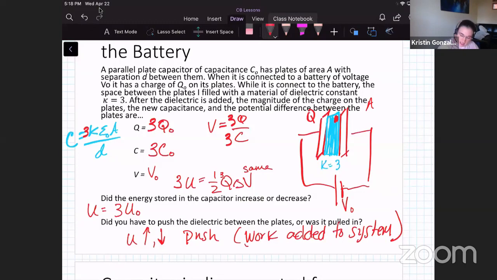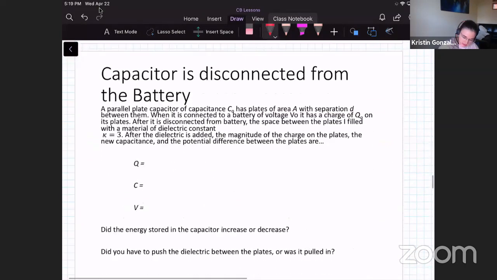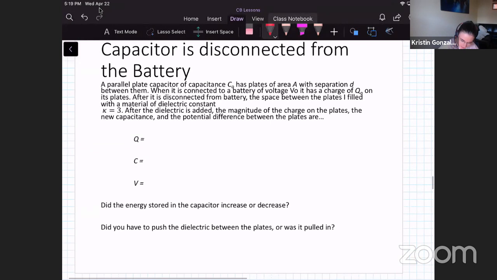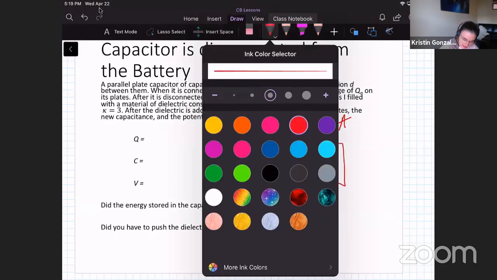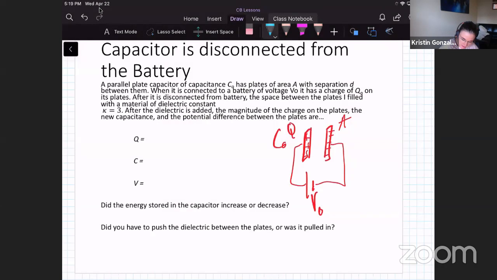Okay. And then if we look at the next one here, we're going to do the same thing, except this time we're going to disconnect it from the battery once we charge it up, right? So same plates, charged up to the same potential difference initially. Charge the same, A the same, capacitance the same, except now we're going to disconnect. Once it's charged up, we're going to disconnect it. So let's open up a switch here in our circuit. And then I'm going to, again, fill it with the dielectric, same dielectric.